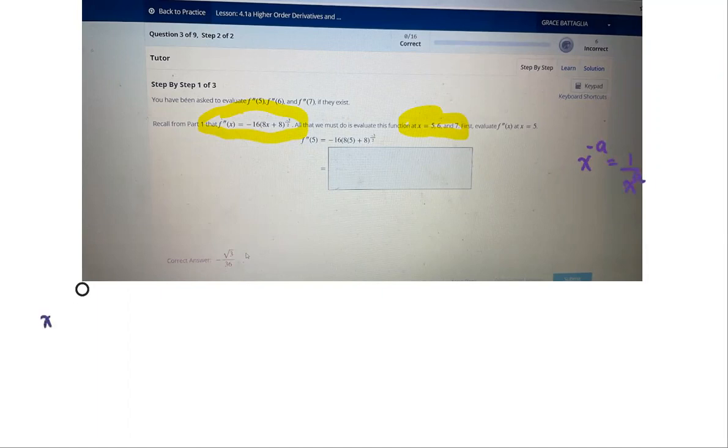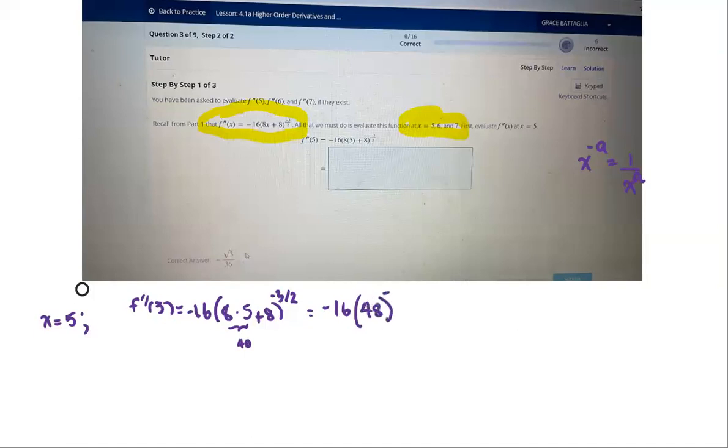Let's get started with replacing x with the value 5. f double prime at 5 equals negative 16 multiplied by 8 times 5 plus 8 raised to the power negative 3 over 2. So we have negative 16 times the quantity, since 8 times 5 is 40, 40 plus 8 becomes 48, raised to the power negative 3 over 2. And then we write the negative power as a positive power. So we have negative 16 multiplied by 1 over 48 raised to the power 3 over 2.